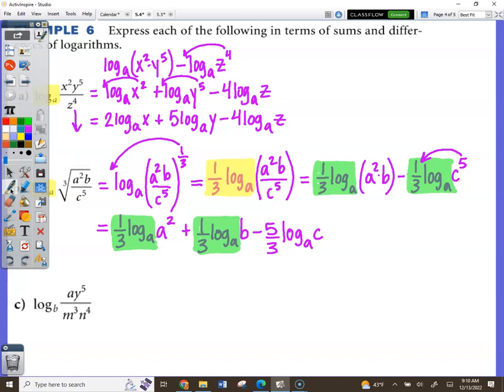No. Yeah. So I'm going to pull this to the front. So I'm going to rewrite this whole thing. But right here becomes what? Two-thirds. And now it's done.